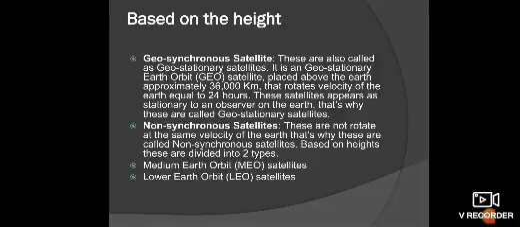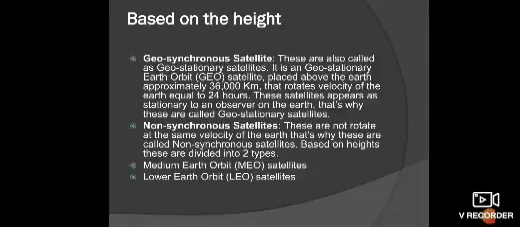Okay, and the next one is non-synchronous satellites. These are not rotated at the same velocity as the earth. That's why they are called non-synchronous satellites. Based on the height, they are divided into two types under the non-synchronous satellites: medium earth orbit satellites and lower earth orbit satellites.